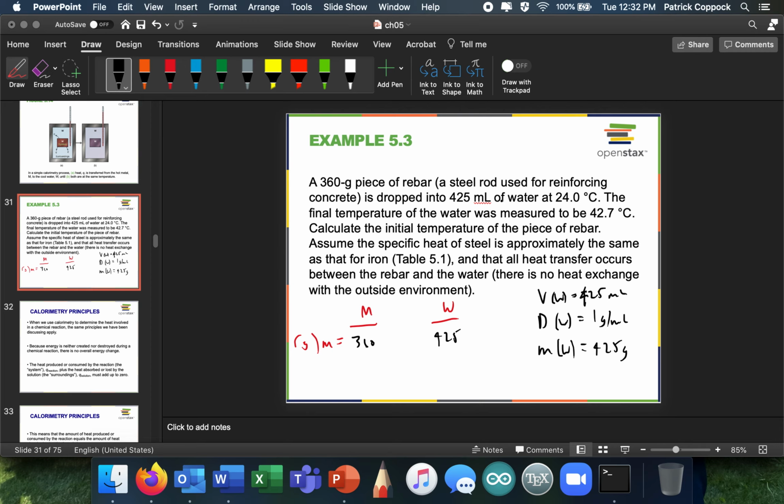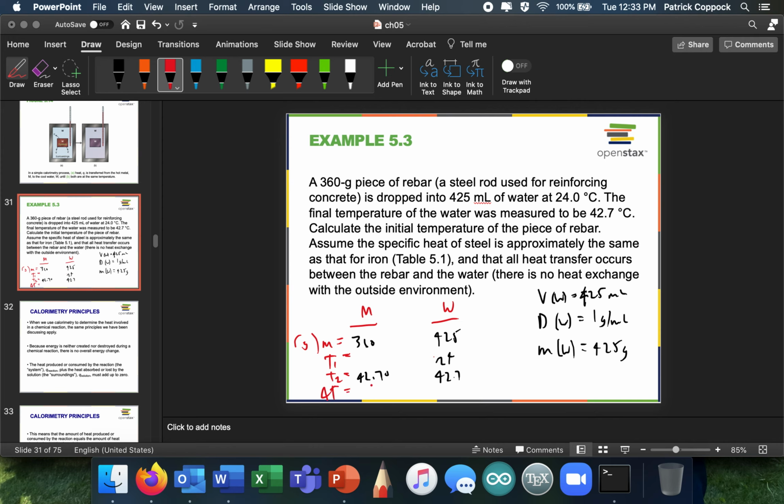And the water is initially, let's go back to here, T1 is equal to 24 degrees centigrade. Yeah, that's right. Water at 24 degrees centigrade. And the final temperature, T2, is equal to 42.7 degrees centigrade, and delta T now.